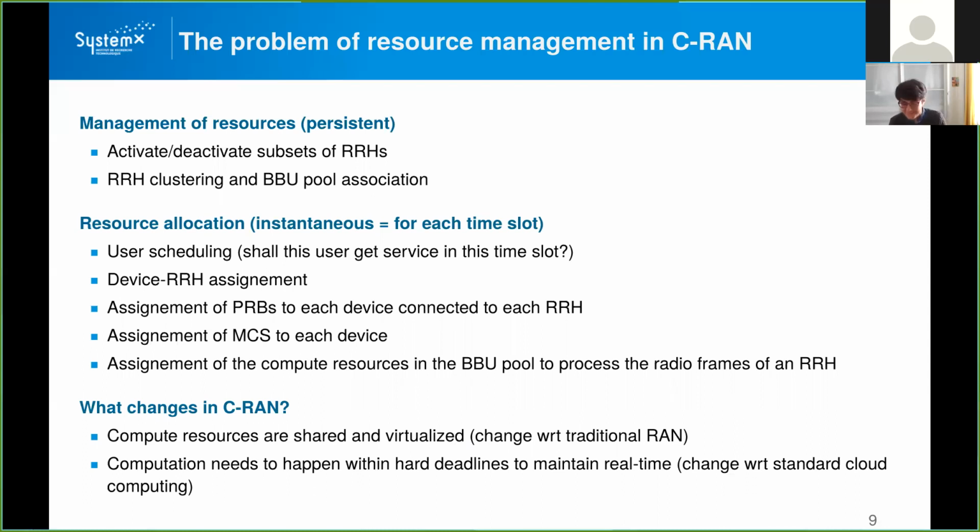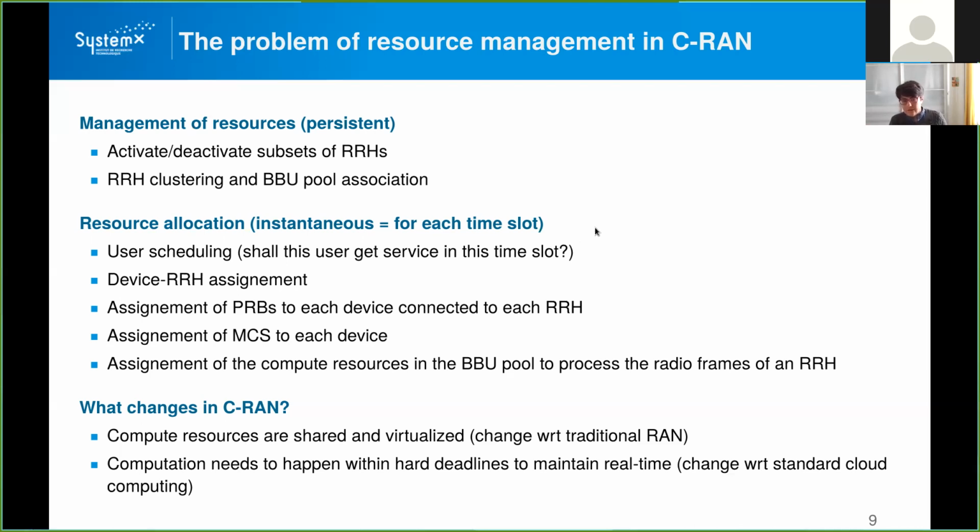So we have many resources to manage and to allocate, and this is going to happen on different time scales. First, we have some sort of persistent allocation of resources. By persistent, I mean this is not something that is going to happen at each time slot, but it's going to last for a period of time. And this is the activation or deactivation of subsets of radio heads, and also the clustering of radio heads that get assigned to the same BBU pool. So these are the things you act on when you try to perform energy savings. For example, you deactivate radio heads according to your traffic.